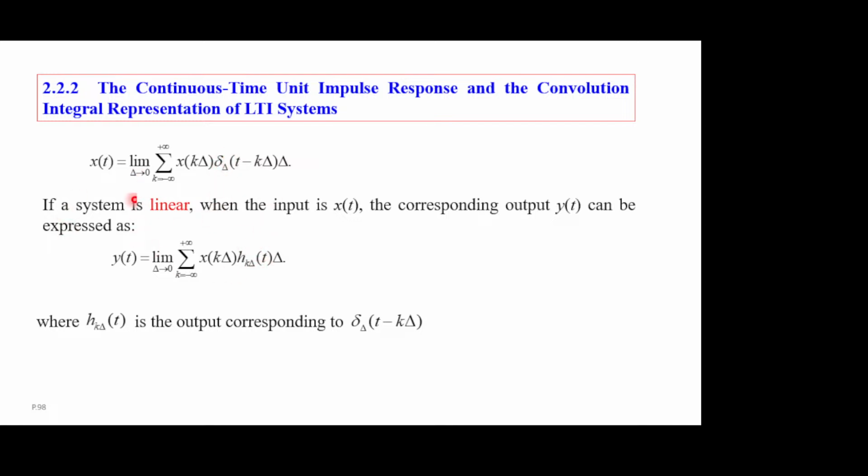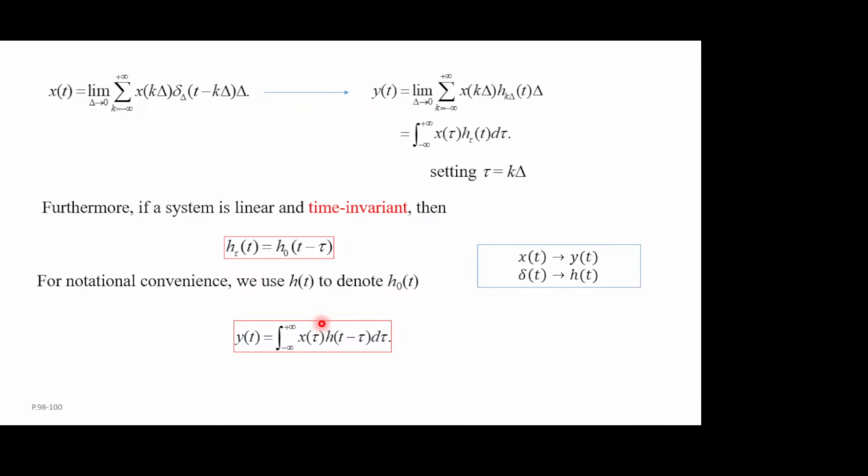So we use linearity. x is a linear combination of a whole bunch of things, then y is a linear combination of the corresponding responses. So this delta of triangle should go to h sub k triangle. And then we take the limit as delta goes to 0. Now we do a similar argument. As triangle goes to 0, the triangle should become d tau, and k delta is whatever tau.